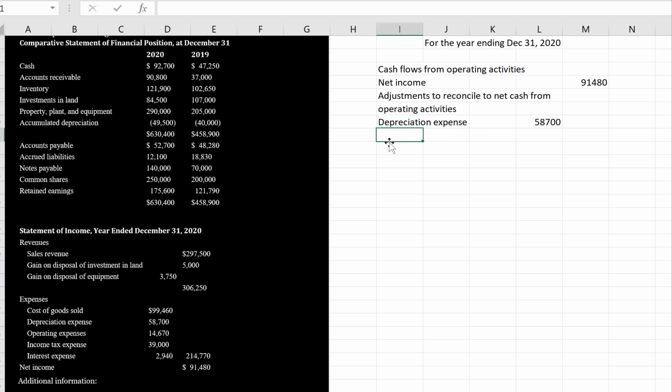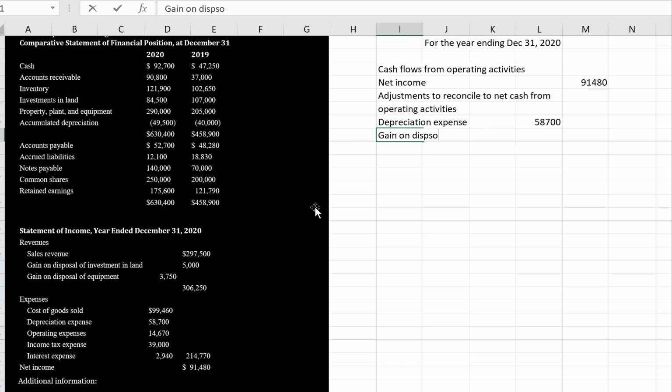Okay, so we got net income. What else do we see? Let's look at our income statement and see if there's anything else that jumps out at us. So a gain on disposal of land is an accounting concept as well. The gain or loss doesn't result in more cash. What matters is we know we're going to need to have proceeds from the investment in land, but not the gain on the disposal. So we can add the gain back.